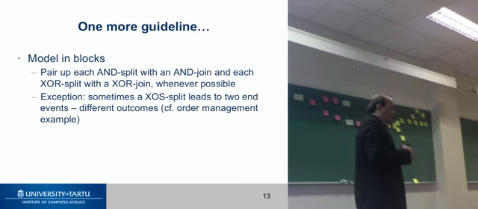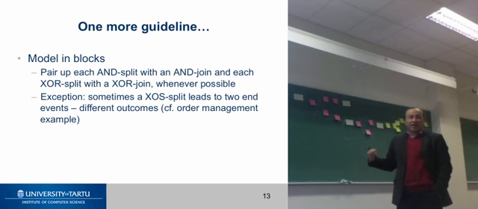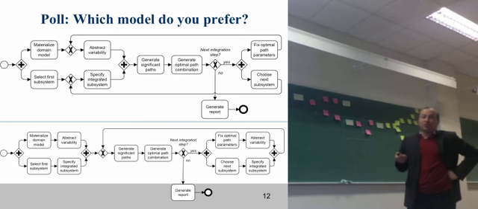So one more guideline when you're modeling: try to make sure that every AND split has a corresponding AND join. They are nicely paired, right? And that every XOR split has a corresponding XOR join, nicely paired. And this is ultimately what distinguishes these two models, right? Here, this AND split clearly matches this one. This AND split clearly matches this one, right? This XOR split here kind of matches this XOR join there.